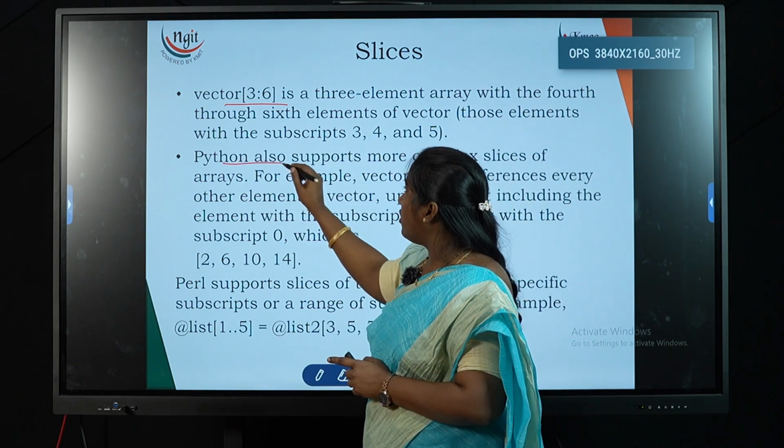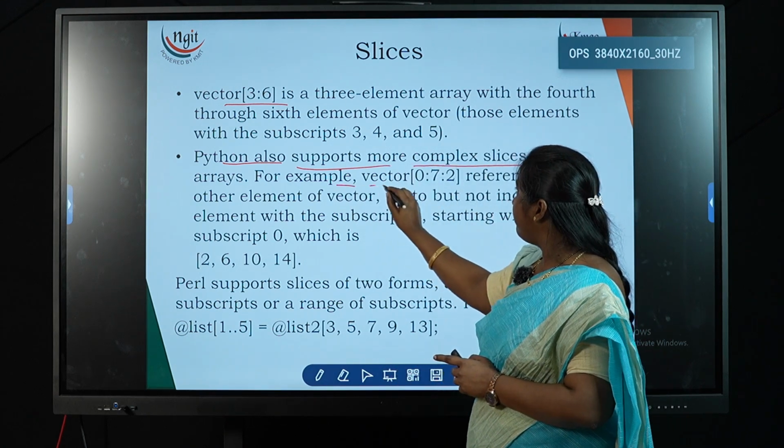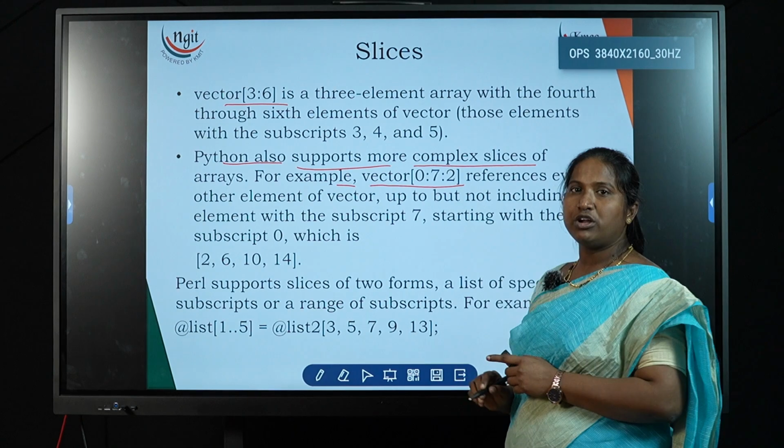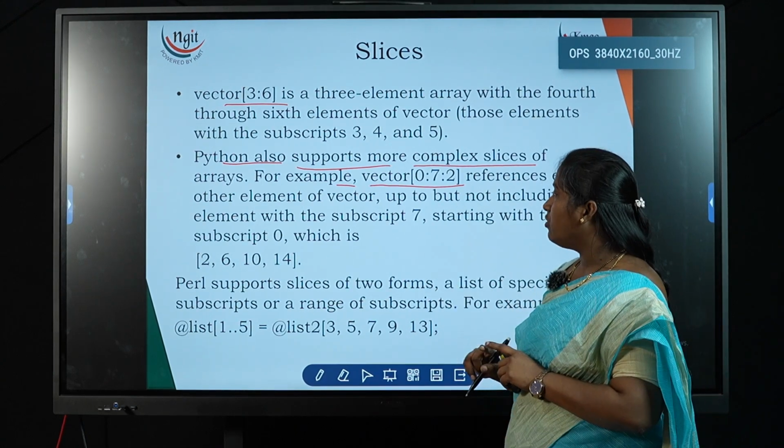Now coming to Python, Python also supports more complex slices. For example, vector 0:7:2. It also represents slice notation concerned to Python.